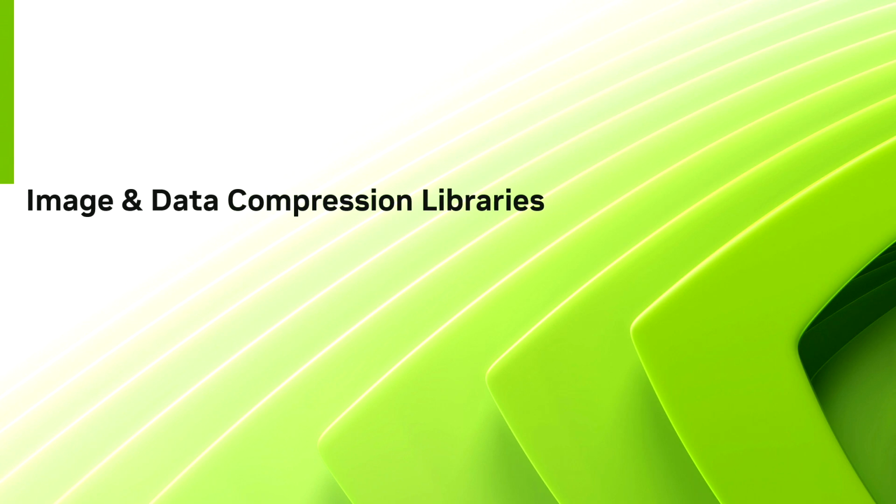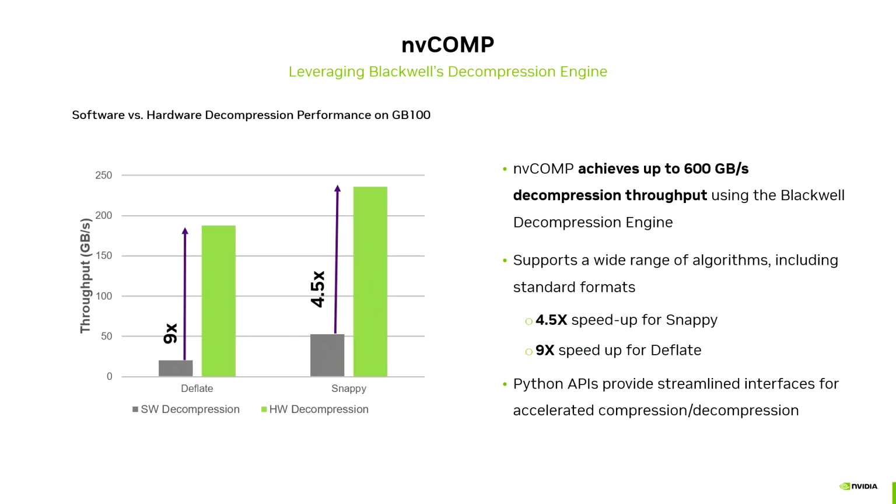Now moving to image and data compression libraries. Blackwell has a new feature, which is a hardware decompression engine. This is something that is less highlighted. And we have a library, nvCOMP, which is for data compression and decompression. In this case, nvCOMP has leveraged the hardware decompression engine, which was introduced in Blackwell. And we have shown that using nvCOMP, you can get significant speedup with the hardware feature.